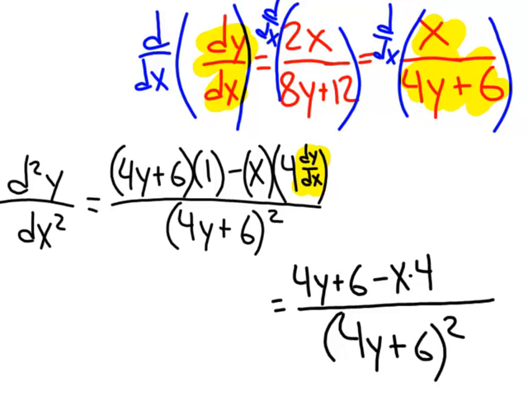Okay, let's go ahead and plug in the dy over dx now. That's what's going right here, correct? So let's put in x over 4y plus 6. So we got a fraction within a fraction now, which we'll have to deal with, but at least we don't have the dy over dx in there anymore.